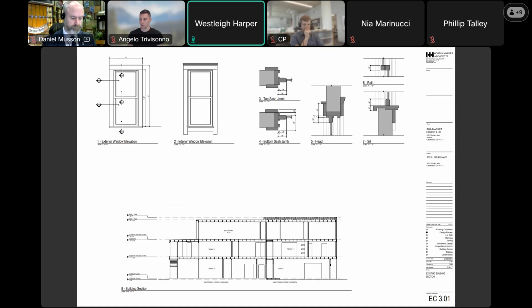Here are just some window details that we've provided to SHPO. We're really in the beginning stages of the design process. We're just trying to get them on board with the idea of having an addition to this existing structure. In terms of detail and how this addition is really going to be detailed and look from a material perspective, it is still a bit in flux. Next.